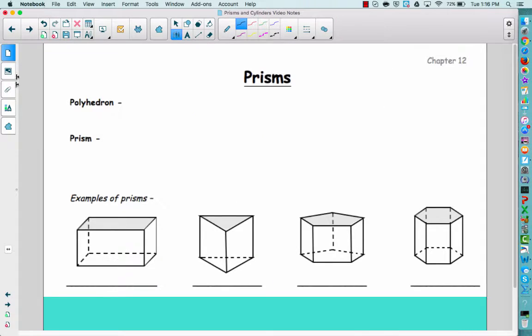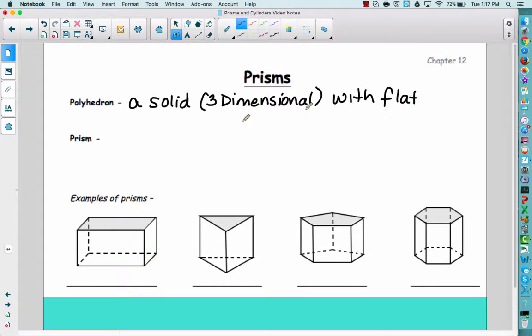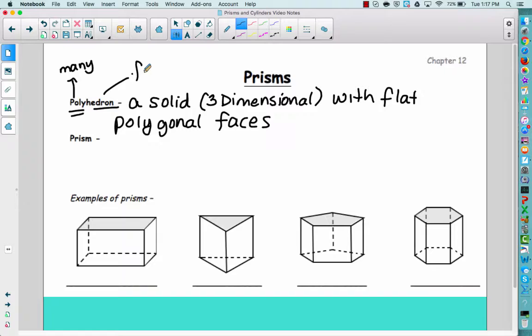Okay, so let's look at some definitions of things that we need to know. Prisms fall into the category of something called a polyhedron. A polyhedron is a solid, which means a three-dimensional figure, like the ones on the lower part of the page. A three-dimensional figure with flat polygonal faces. The word polyhedron, poly comes from the word many, and hedron means faces. So a polyhedron is many faces.